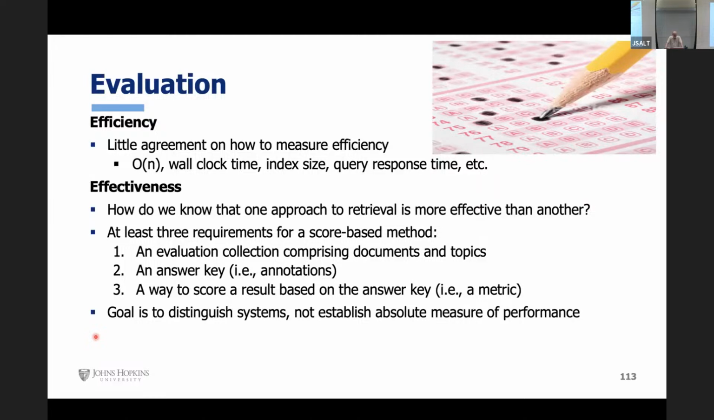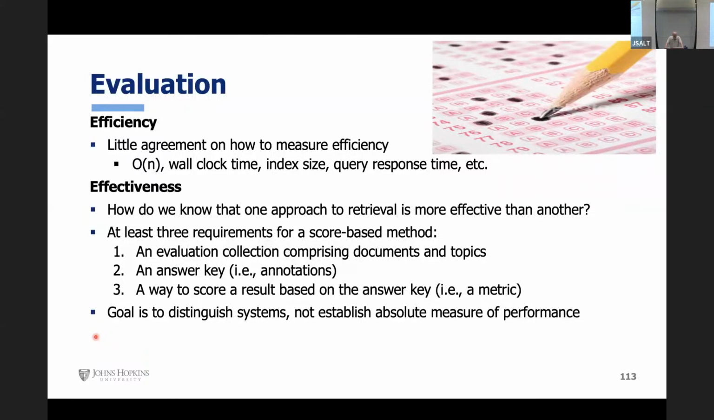You can evaluate for efficiency or effectiveness. For efficiency, there's just very little agreement on how to measure it. You can look at wall clock time or CPU time or GPU time or response time or indexing time or index size. So there are a lot of measures of efficiency. And by and large, the evaluations look at effectiveness and assume that efficiency will be handled after you have an effective system.